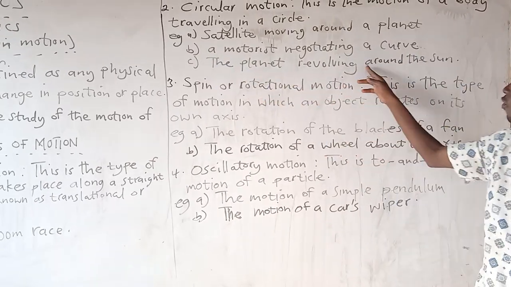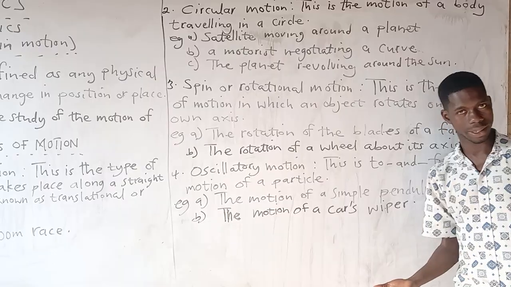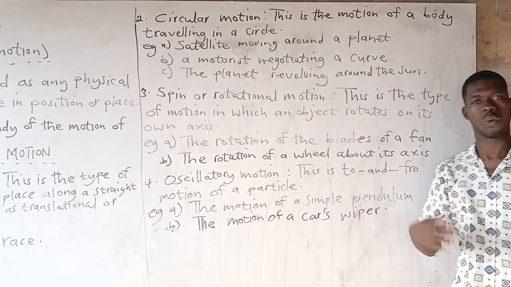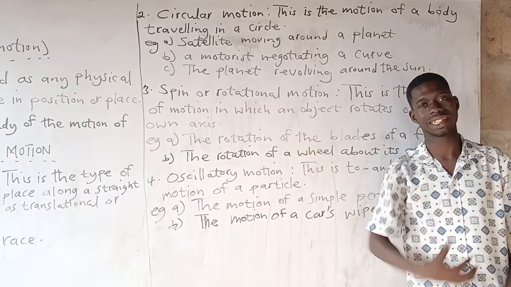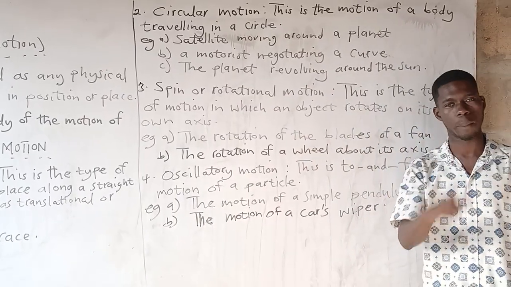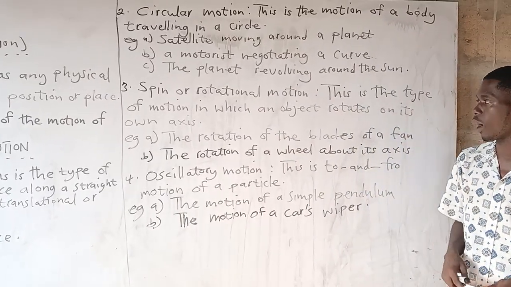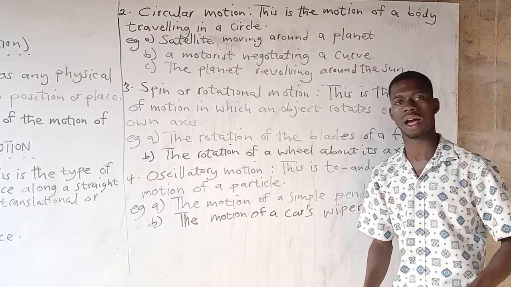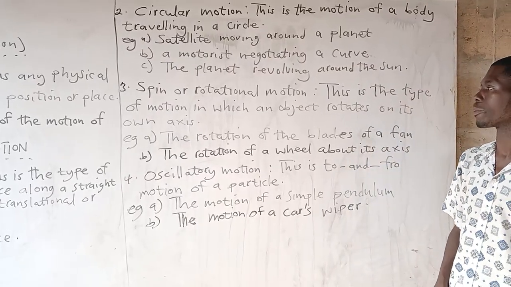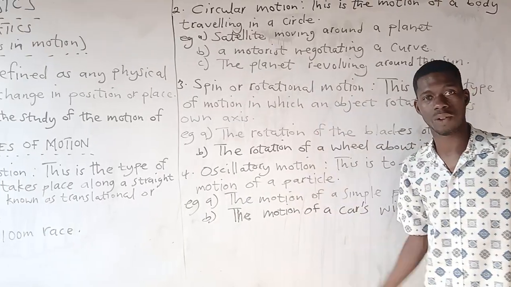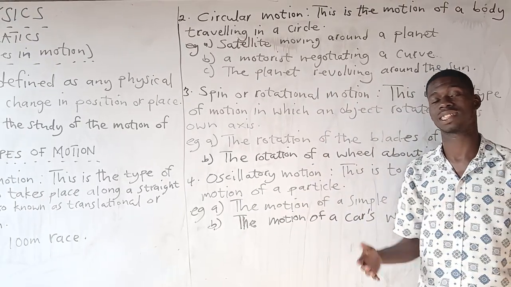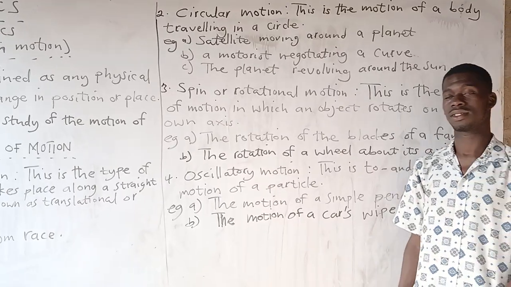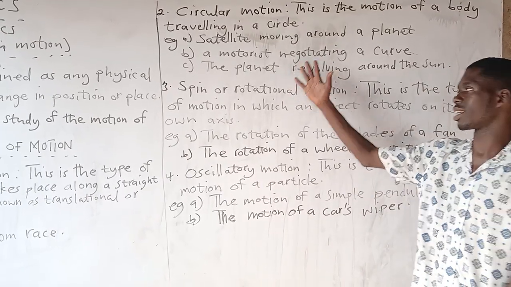Okay, the other example as well: the planet revolving around the sun. You know that the planets move around the sun. So when the planets are moving around the sun, that one too is an example of circular motion. Now we are done with circular motion. So simple: circular motion is when a body travels in a circle. These are the examples of it.